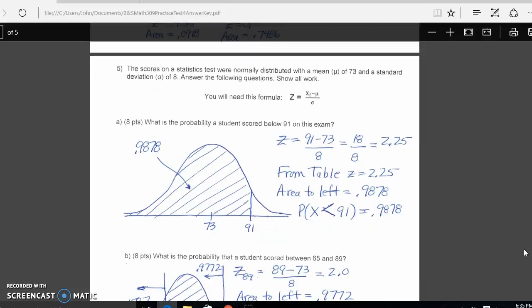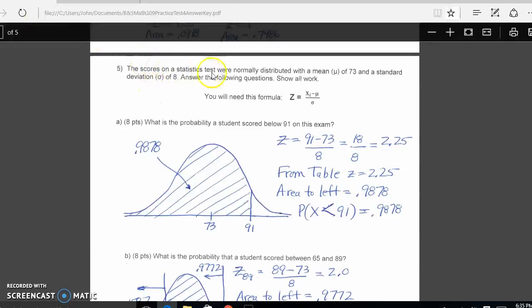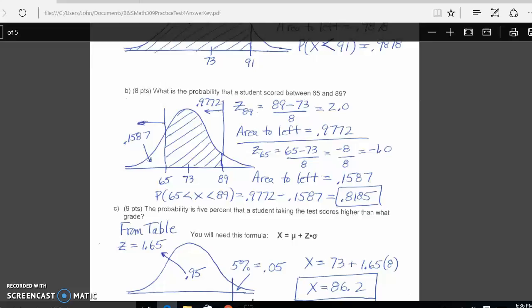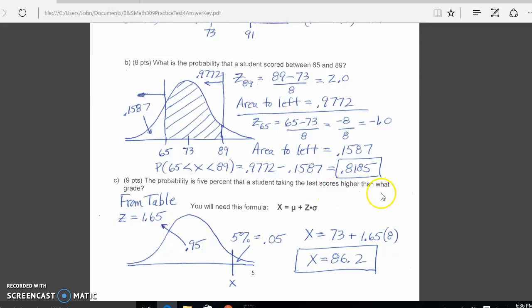This is practice test 4, problem number 5, and we'll be doing letter C. The problem states the scores on a statistics test were normally distributed with a mean of 73 and a standard deviation of 8. And then for letter C, we are asked, the probability is 5% that a student taking the test scores higher than what grade?